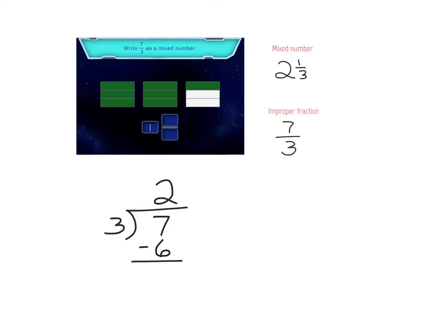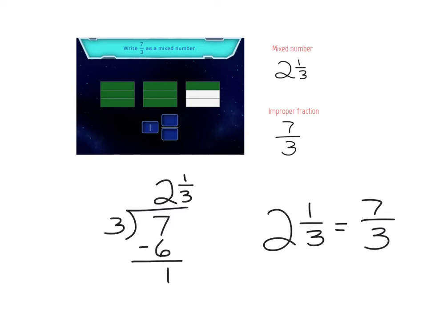3 times 2 is 6. When we do our subtraction step, that part that we have remaining normally is a remainder in a long division problem. But if I'm trying to solve this as a mixed number, that becomes your numerator. 3 becomes your denominator. So 2 1/3 is equivalent to 7/3. Okay? And I can check this using the other strategy. What's 3 times 2? That's 6. And 6 plus 1 makes 7.